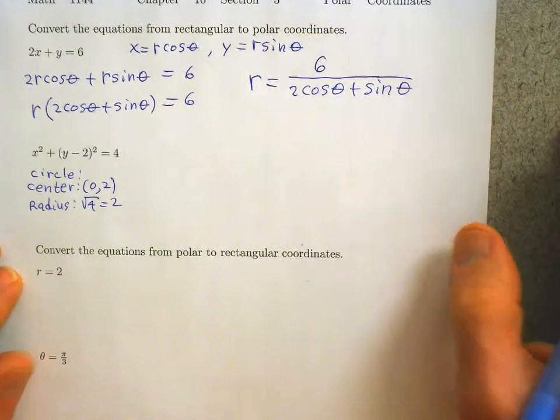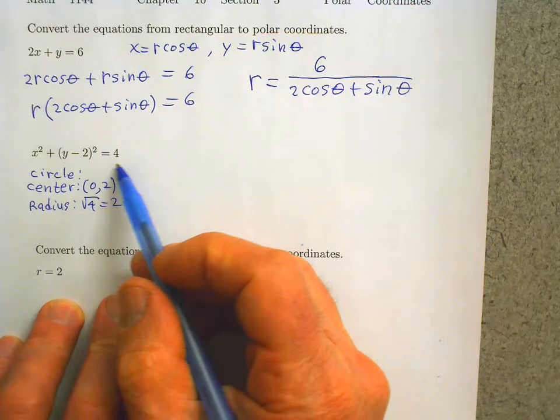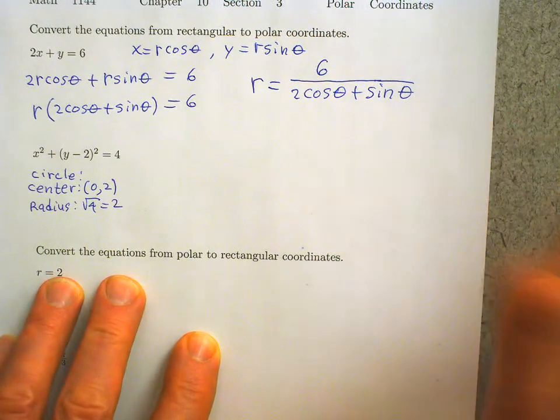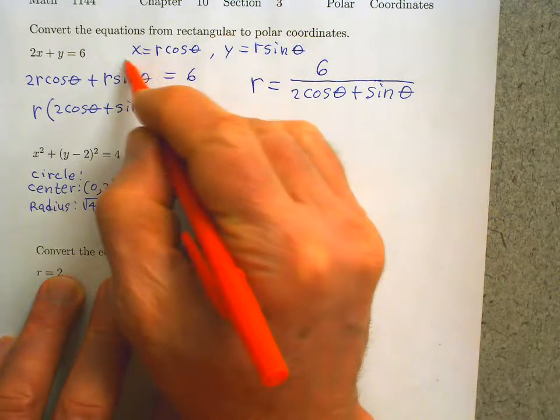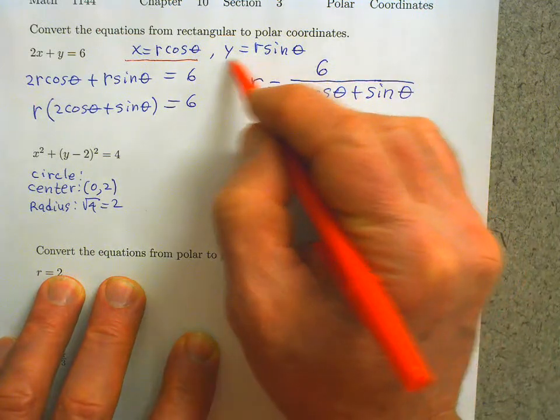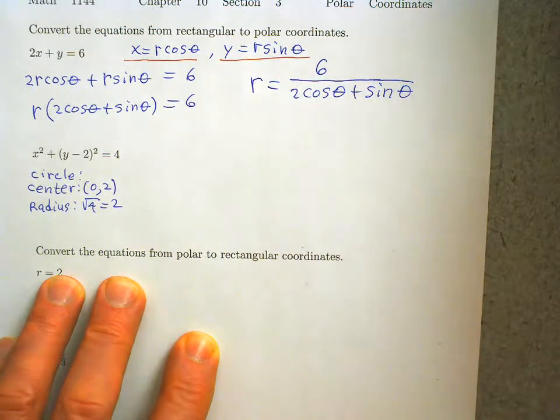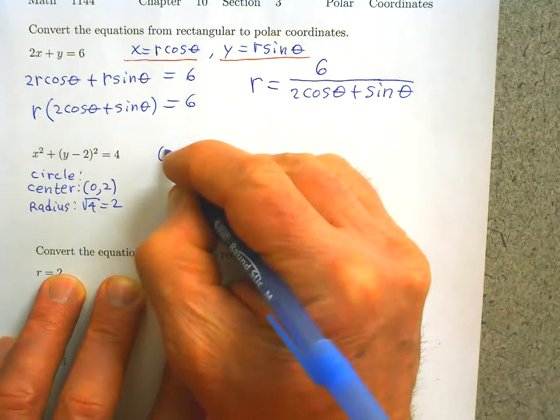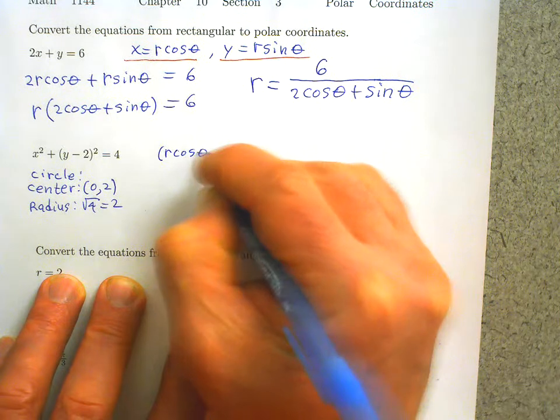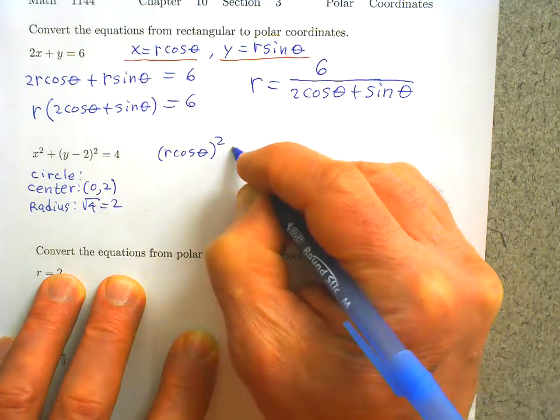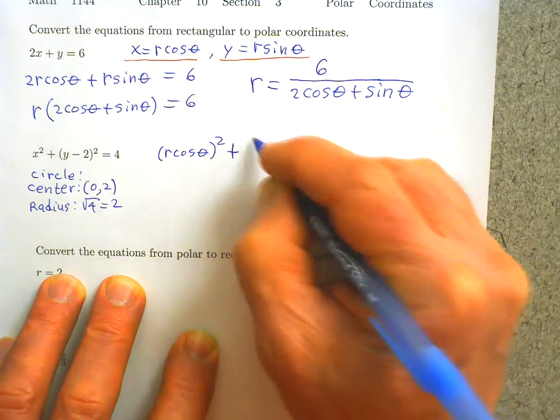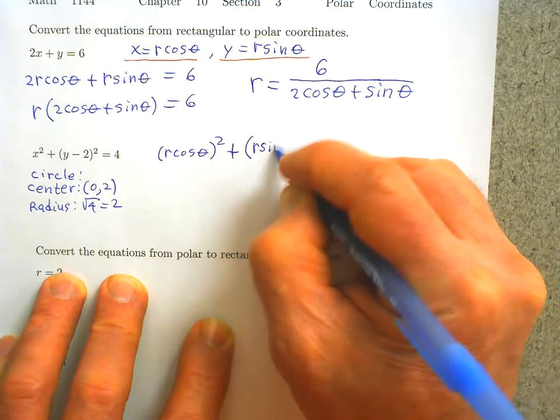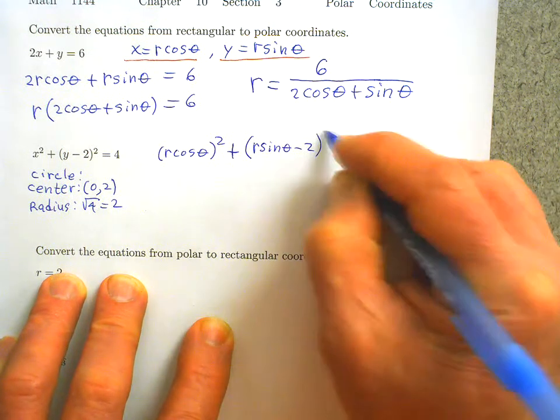Okay, but we're going to convert this to polar form. So we'll borrow from what we wrote up here. x is r cosine theta, y is r sine theta. So x squared becomes (r cosine theta) squared, and then plus, inside the parentheses, we have (r sine theta minus 2) quantity squared equals 4.